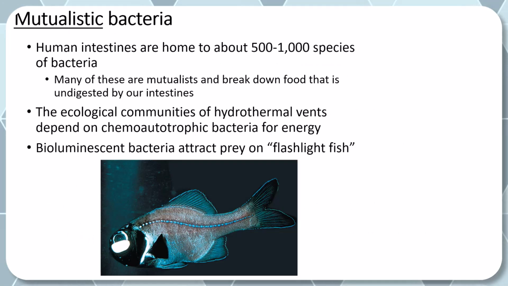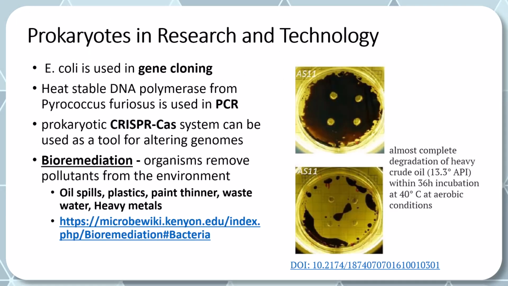There are some bacteria that are in mutualistic relationships with another species. Our intestines are home to about 500 to 1,000 species of bacteria, and many of these help break down food that's undigested by our intestines, and some of them even help synthesize vitamins. Those hydrothermal vent communities depend on chemoautotrophic bacteria to be the base of that ecosystem down there. And then here's a fun example: there's a bioluminescent bacteria on this flashlight fish that helps attract the fish's prey.